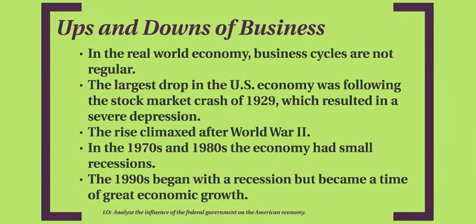The ups and downs of business. In the real world economy, business cycles are not regular. The largest drop in the U.S. economy was following the stock market crash of 1929, which resulted in a severe depression. The rise climaxed after World War II. In the 1970s and 1980s, the economy had small recessions. The 1990s began with a recession, but became a time of great economic growth.